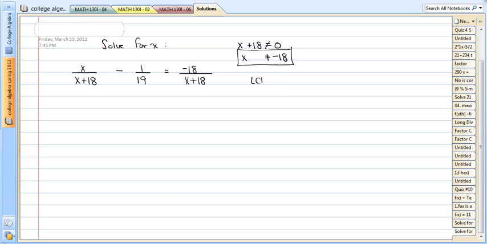To clear fractions, we want to find the least common denominator. We look at the factors of these denominators, and one factor that two of the fractions have in common is x plus 18. The other factor is 19. And I'm going to write that least common denominator down next to each of these fractions. And what will happen is the denominators then will cancel with one of those factors in the numerator.